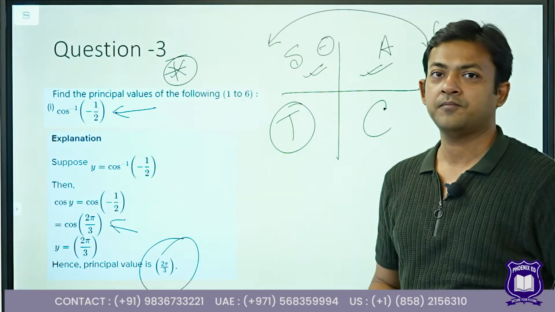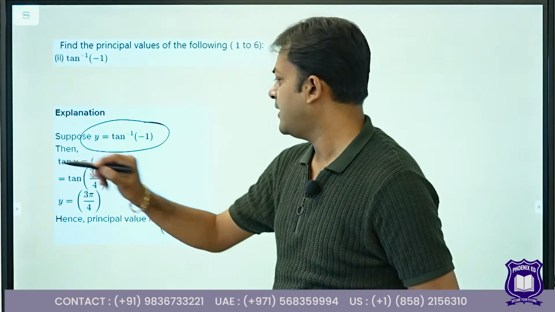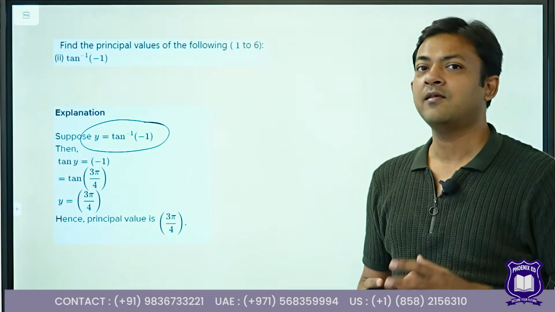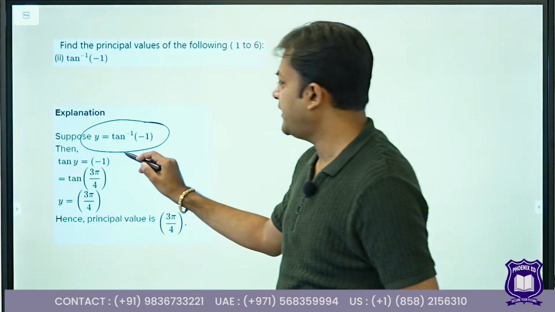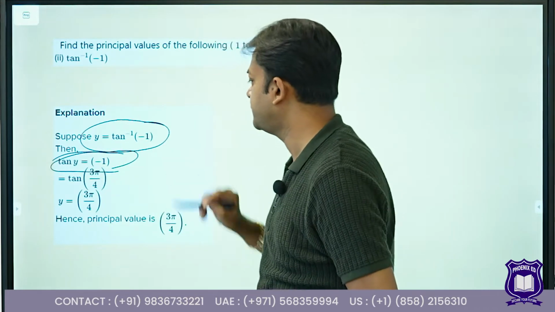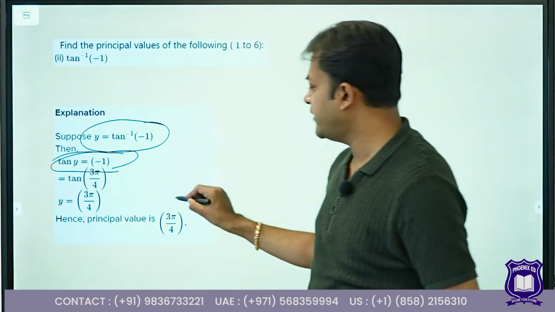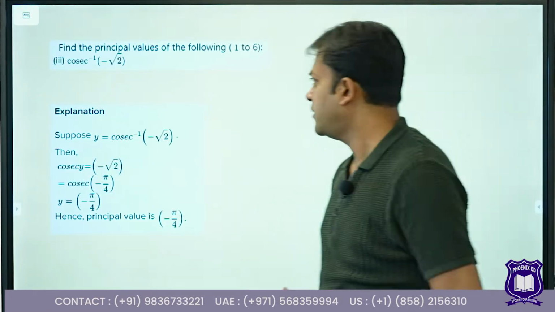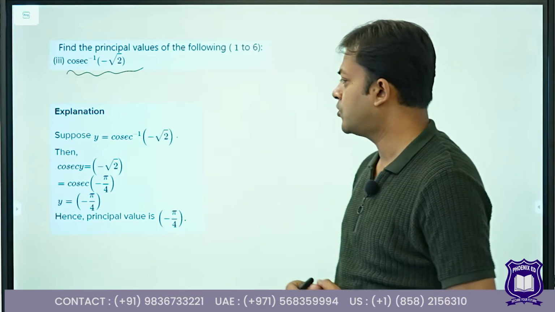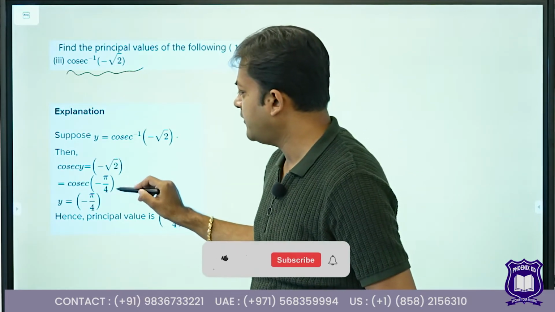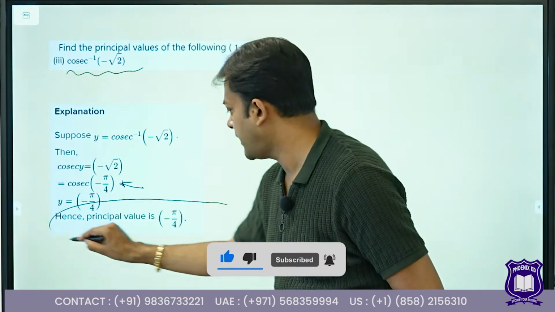Kindly note the process. In order to find the value of tan inverse negative 1, we must first keep in mind that our answer should lie in our principal range. So, when tan y is equal to minus 1, the answer would be tan of 3 pi by 4, which is minus 1, solving which we get a value of 3 pi by 4. Similarly, cosec inverse minus root 2. For cosec inverse minus root 2, we can write negative root 2 as cosec minus pi by 4, and hence the principal value would be minus pi by 4.